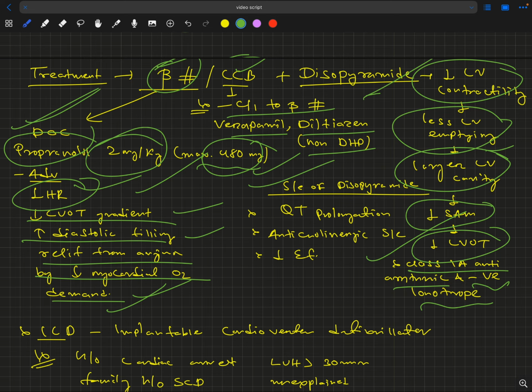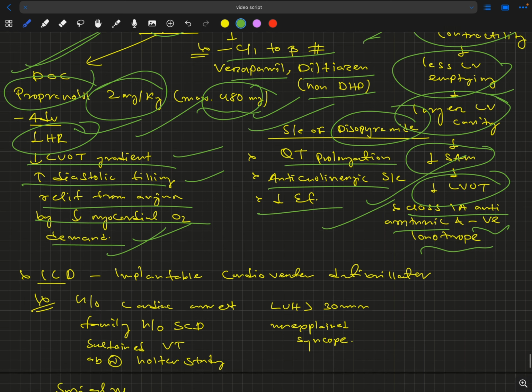So what is the side effect of disopyramide? Disopyramide, being a class 1A antiarrhythmic, causes QT prolongation. It has some anticholinergic side effects also, and it decreases the ejection fraction.